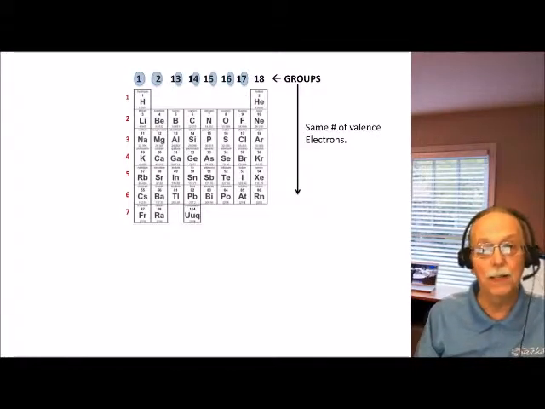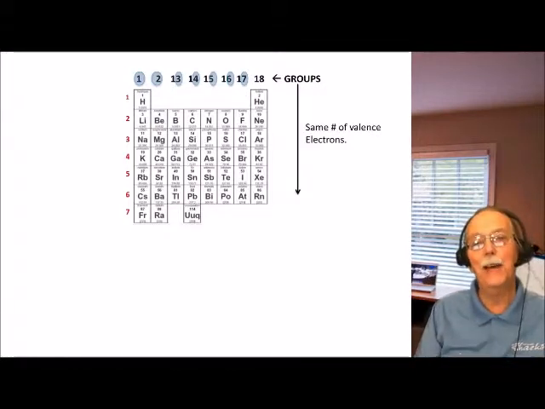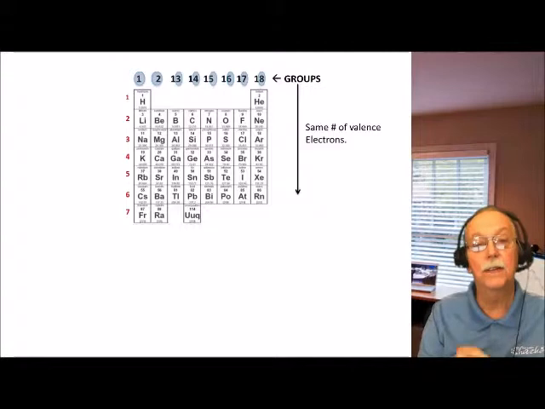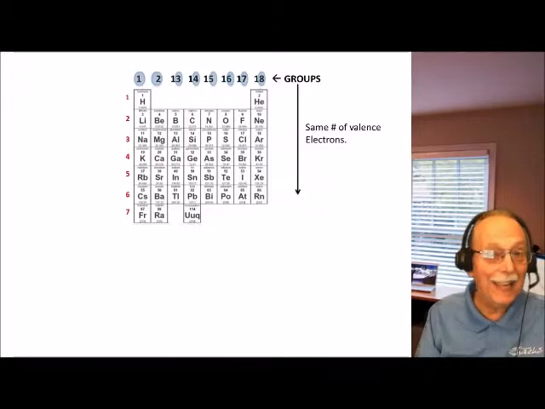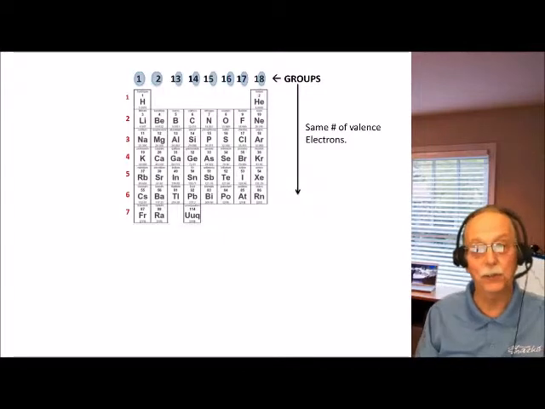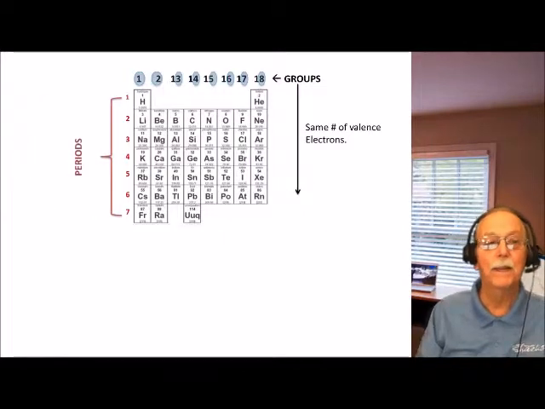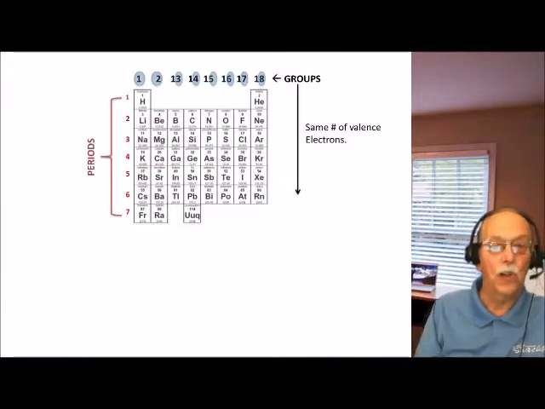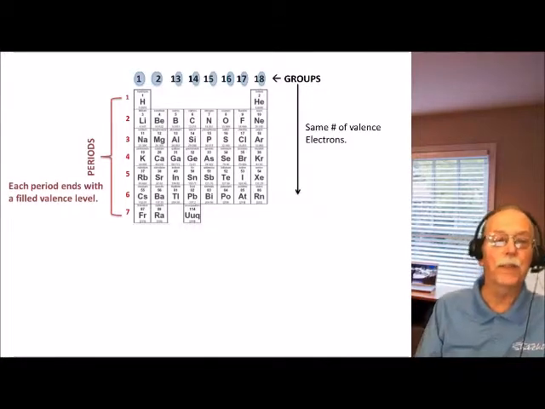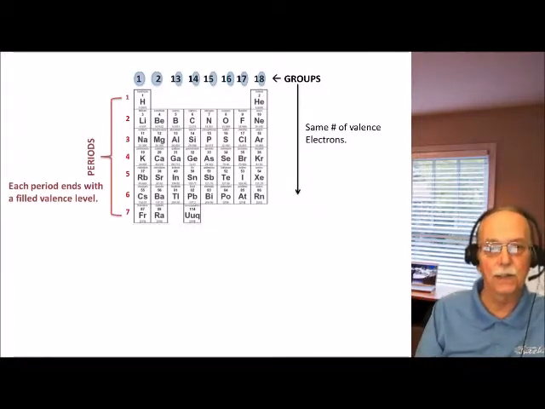And then there's group 18. Every atom in group 18 has 8 valence electrons, with the exception of helium. Helium can't have 8 valence electrons because it only has 2 electrons. Horizontal rows on a periodic table, remember, are called periods. Every period ends with a filled valence level.